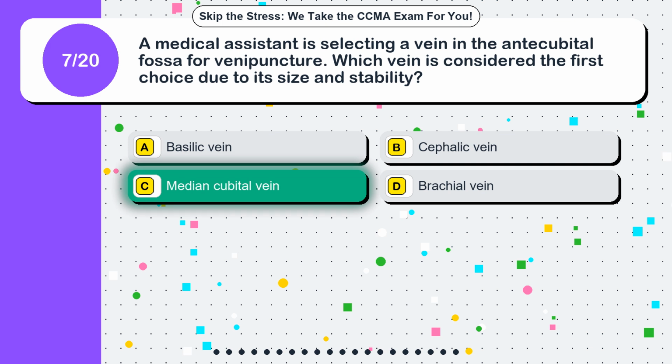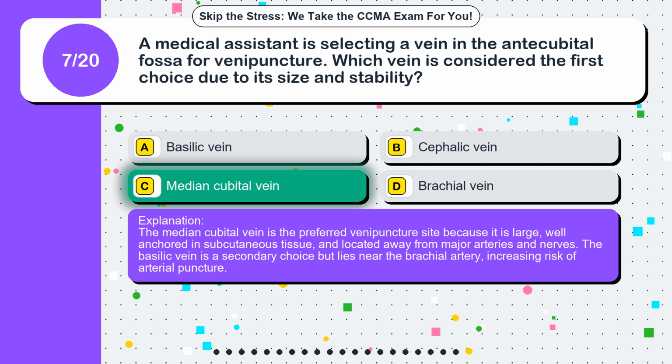Median cubital vein. The median cubital vein is the preferred venipuncture site because it is large, well anchored in subcutaneous tissue, and located away from major arteries and nerves. The basilic vein is a secondary choice but lies near the brachial artery, increasing risk of arterial puncture.